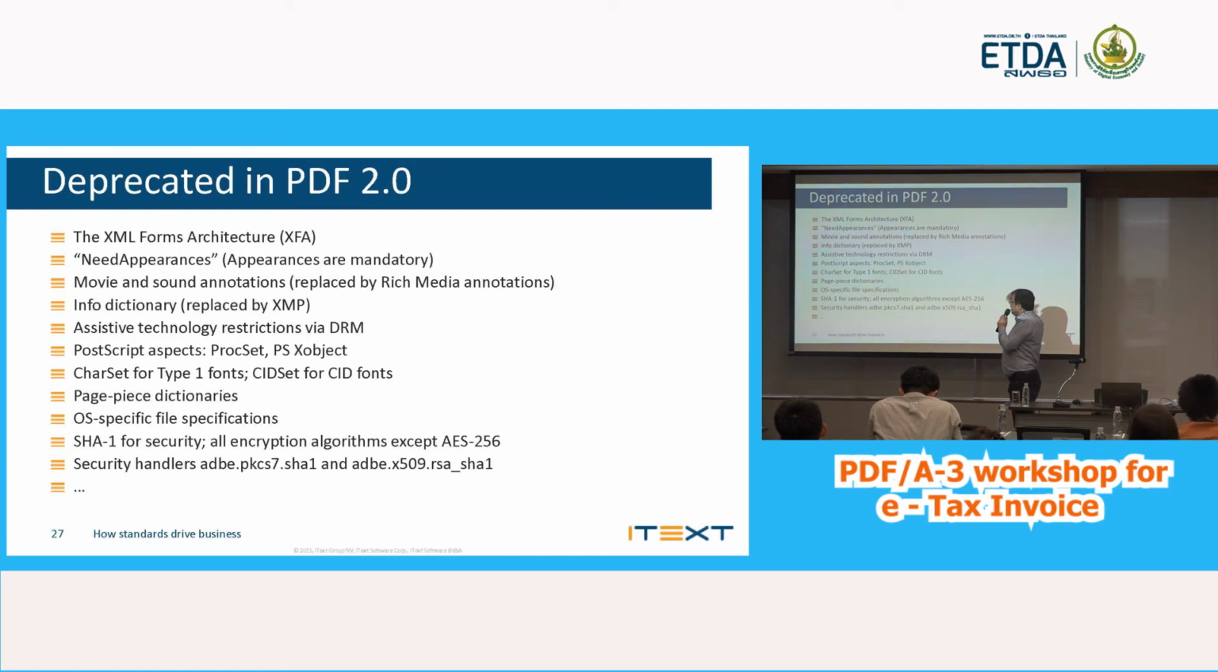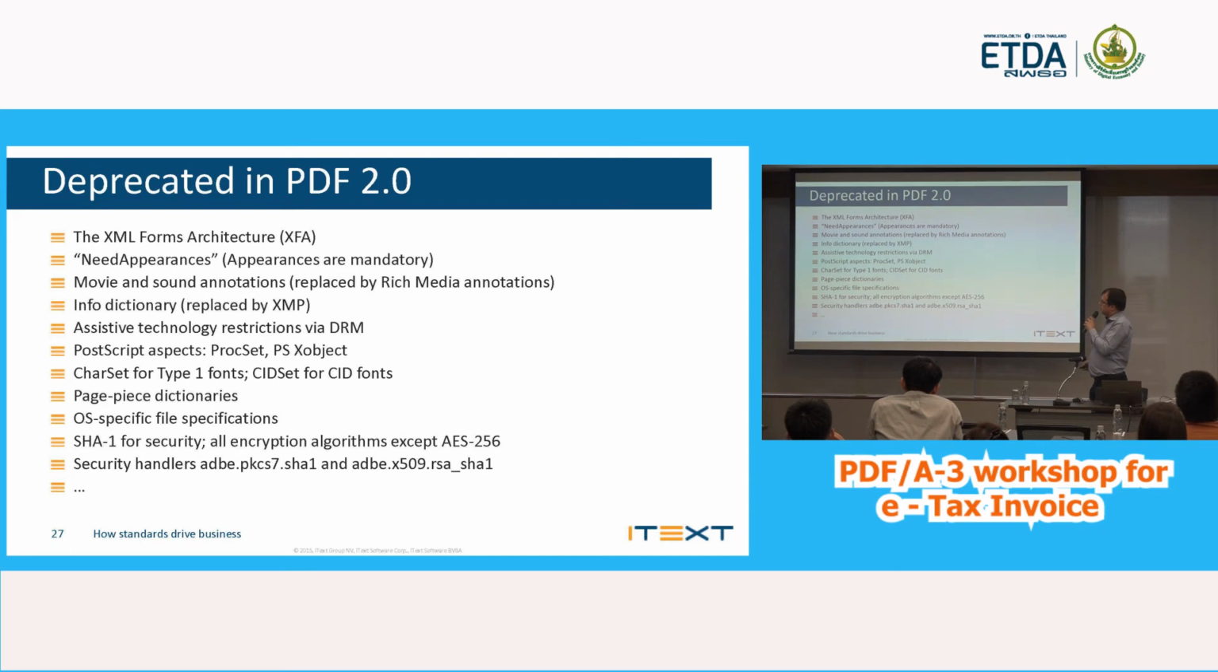What is deprecated? Well, movie and sound annotations are replaced by rich media, so no more movie and sound. The old way of adding metadata is deprecated. It's replaced by XMP. SHA-1 for security, for evident reasons, and some security handlers. I was in India a couple of months ago, and they had created a whole new system that still uses this security handler. And I said, you should change it because this is going to be deprecated in a couple of months, and so it's not really future-proof to still use that. And then the restrictions via DRM. When you secure a document, sometimes you make it more difficult for people to consume it, and as it's an open standard, we want to avoid that.